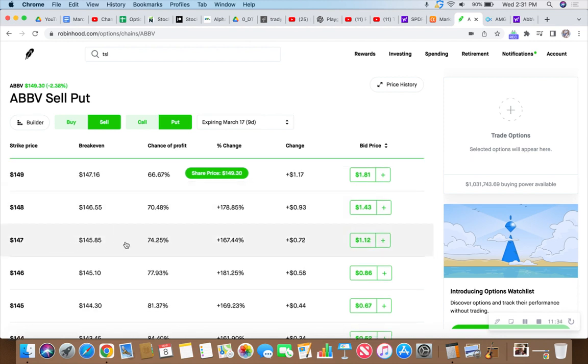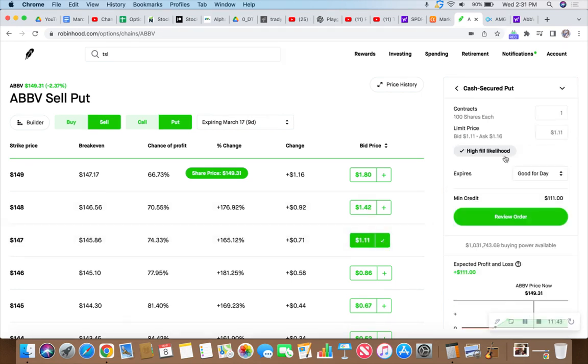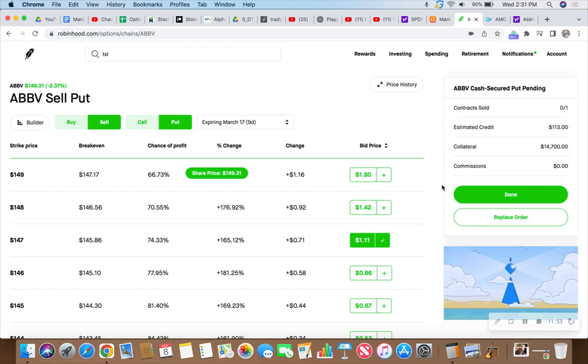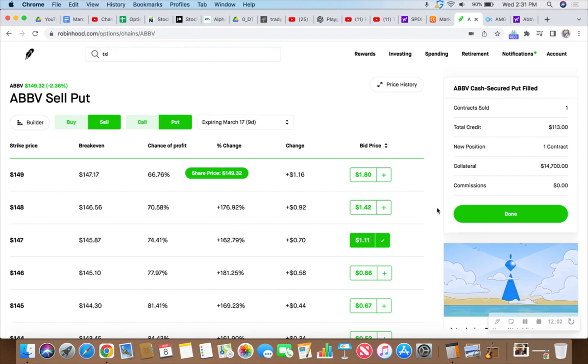Let's go with the 147 right there. Let's look at one contract. Let's try to get $113 on that. $113, $14,700 in collateral. We'll see if that fills. And it does. So there's $113, and it's a 9-day trade. We'll watch that, see what that does for us.